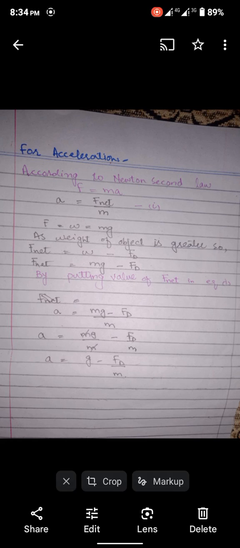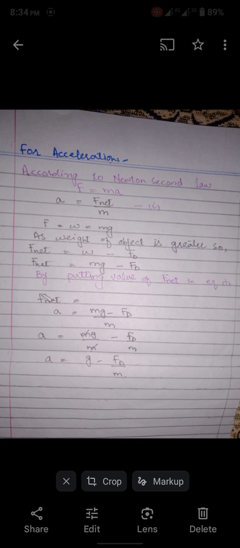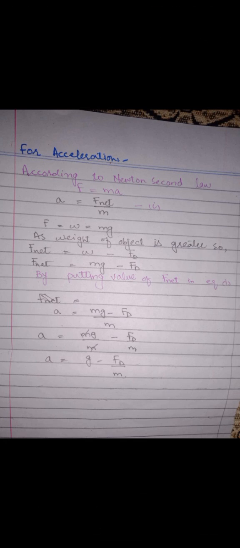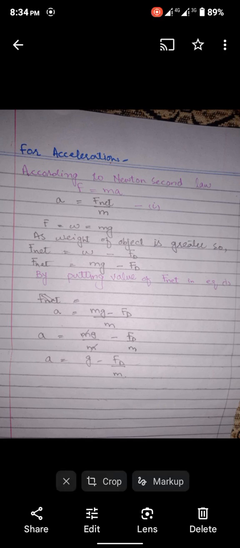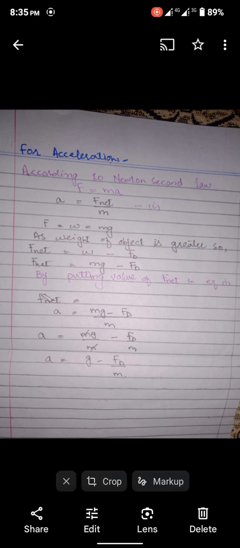Now we will put this value, that is F net equals mg minus Fd, in equation number 1, and equation number 1 is a equals F net divided by m. Then we get a new equation, that is a equals (mg minus Fd) divided by m. Here m will be cancelled out by the m of the weight of the object, which is mg. Then the remaining equation will be a equals g minus Fd divided by m. We can calculate the value of acceleration of the skydiver when we know the value of g, drag force, and the mass of the object.